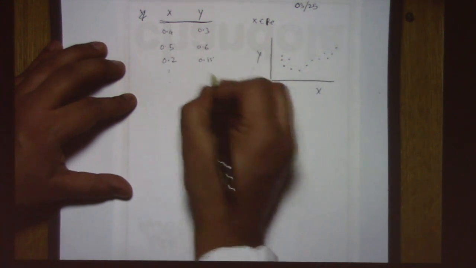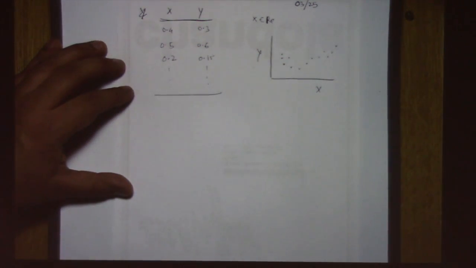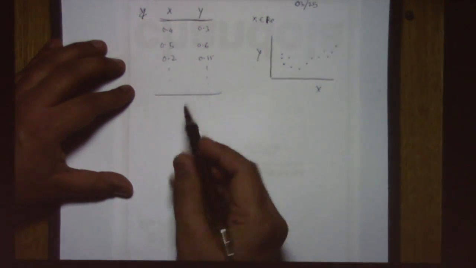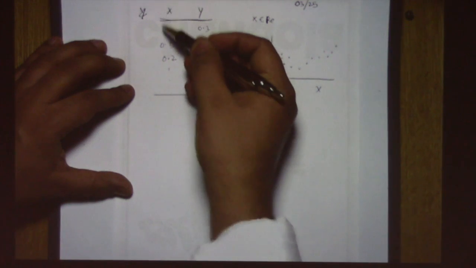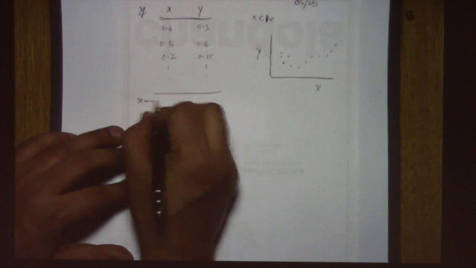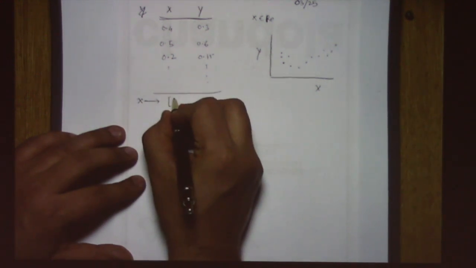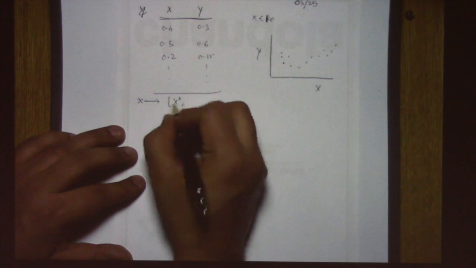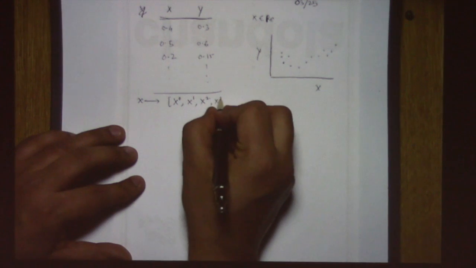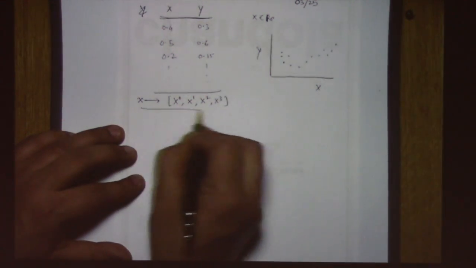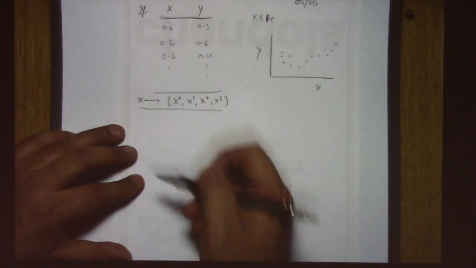2.15 and so on, right? So what you can do is, instead of having x, you can create a new data set in which you apply some functions on this x, and you can apply many functions. So for example, here I'm going to replace x by a vector which is x to the power 0 or 1, x to the power 1, x to the power 2, and x to the power 3.